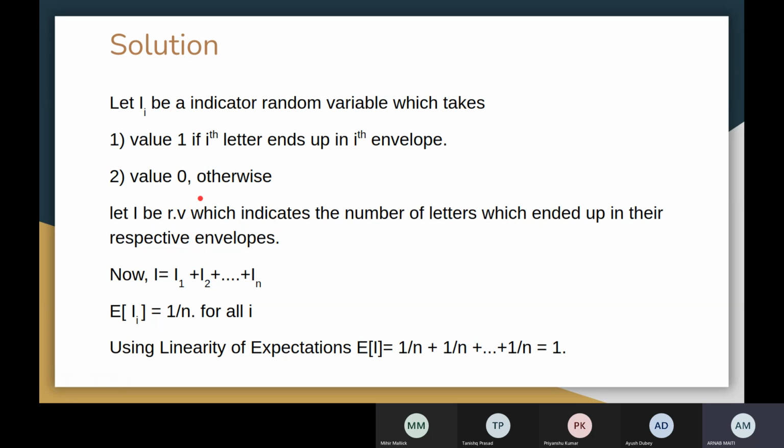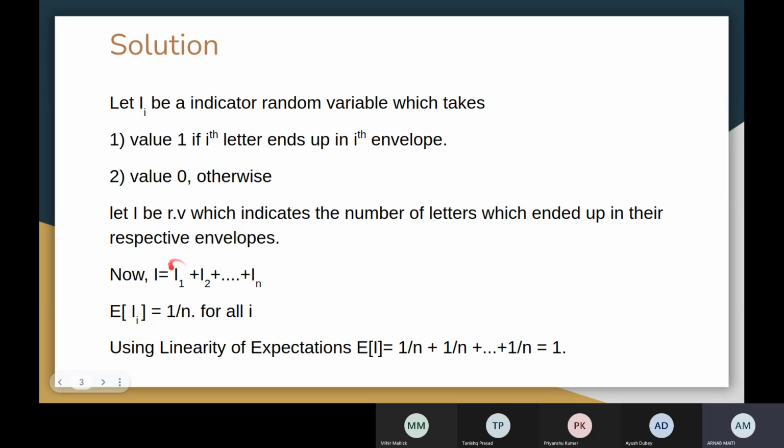think in terms of how a child counts. How will a child count whether the letter is being placed in the correct envelope or not? It will open, right? It will check whether the first letter is in the first envelope or not. If it is there, it will increase the count by 1. Otherwise, it will keep the count as 0. Similarly, it will check whether the second letter is in the second envelope or not, and so on. So this is how you break your random variable into smaller random variables.